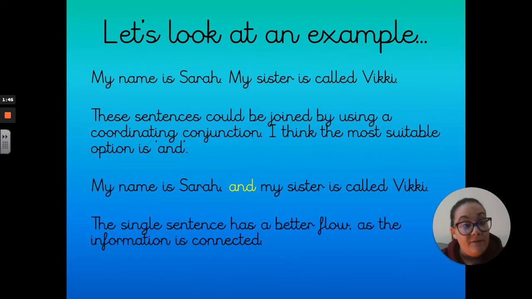So an example, I've used myself within this example so that it's something that everybody can understand. So my name is Sarah, that's sentence number 1. My sister is called Vicky, that's sentence number 2. These sentences could be conjoined by choosing a suitable coordinating conjunction. I've selected and, because I think that one works the best for this particular example. So my name is Sarah, comma, and my sister is called Vicky. The single sentence flows better, the information is related, so it works to have it within one main sentence.